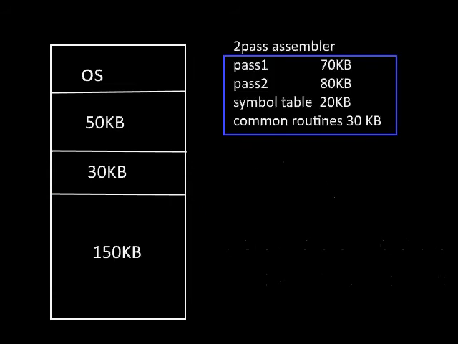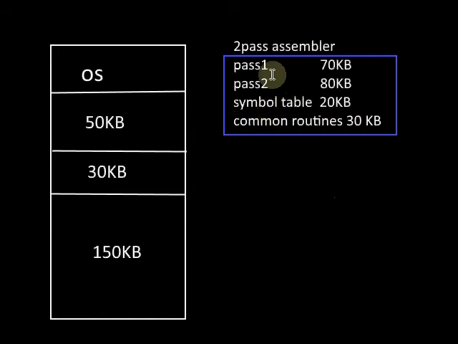And the best example of this is the two-pass assembler. In a two-pass assembler, in pass 1, it constructs the symbol table, and in pass 2, it uses the symbol table to generate the machine language code. So for both the passes, the symbol table and common routines are required.